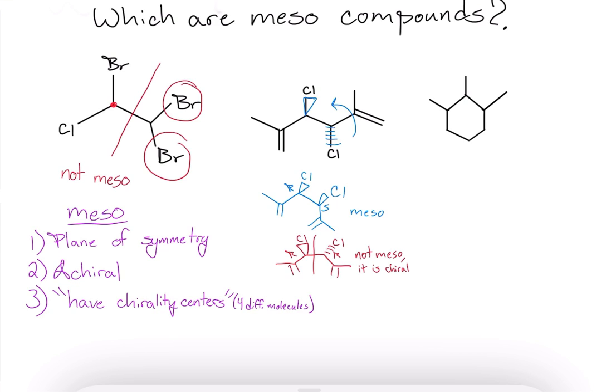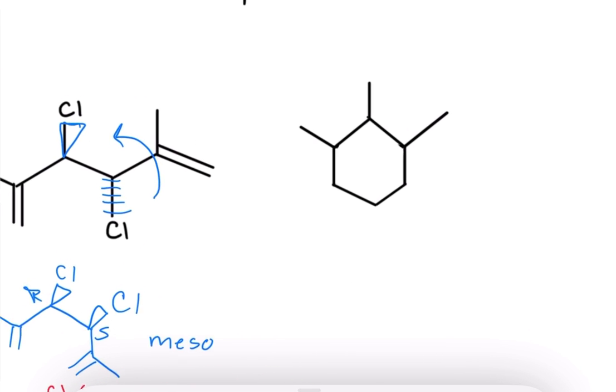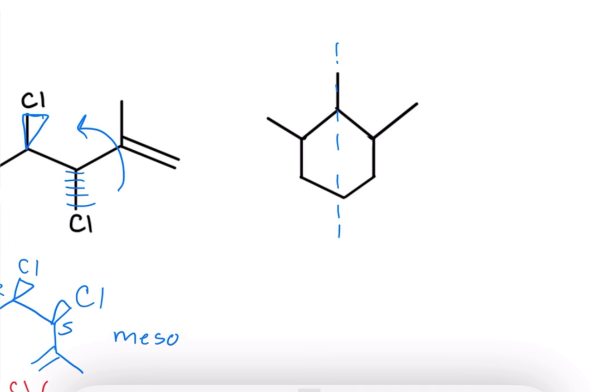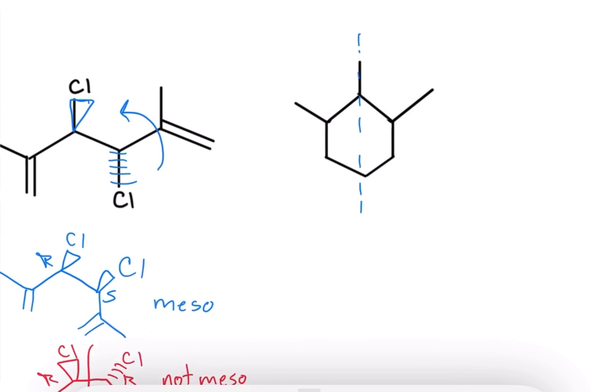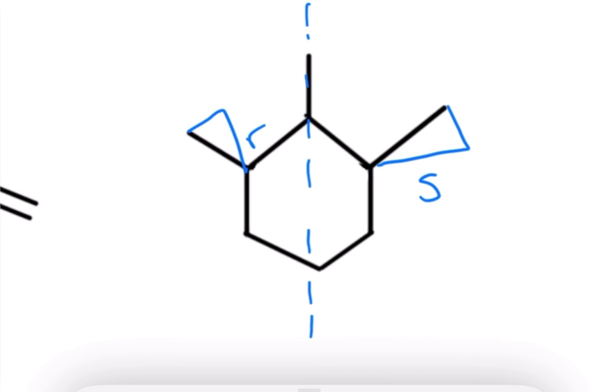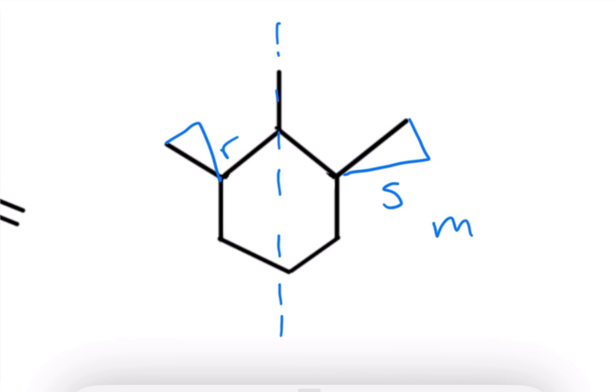Now, the same rules apply to our second compound. Right smack dab in the middle, that is a plane of symmetry. I don't want to obscure the methyl group, so I'll draw quite lightly over here. That is our plane of symmetry. Now, we can have this one in the R configuration and this one in the S configuration. And that is what makes it a meso compound.